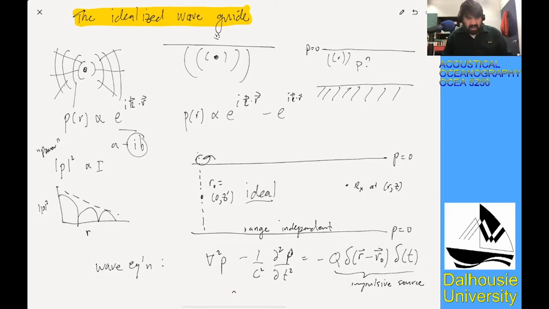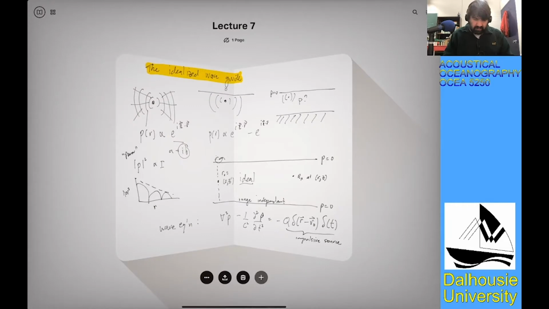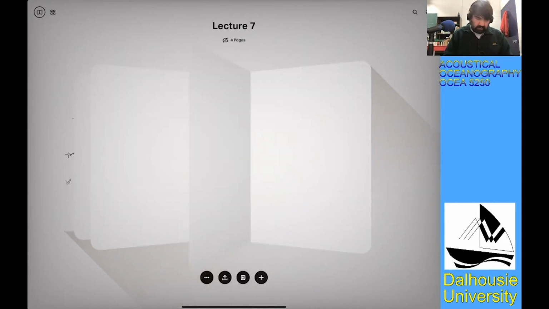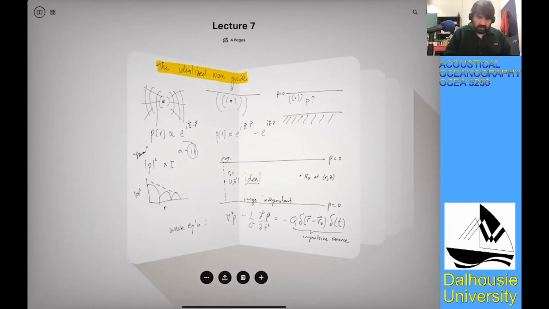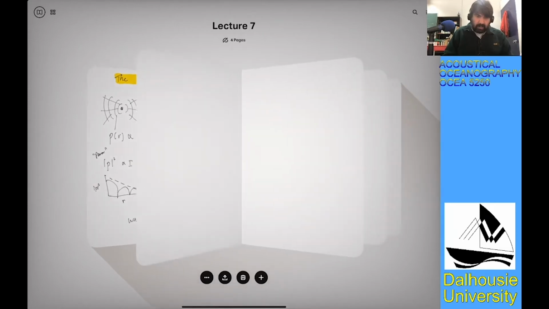Okay, so now I'm going to add a few pages here. So we have our geometry set up. We have our wave equation written down. So what's the first thing we do? Well, we know we want to take care of that derivative. We can take care of the time derivative and go to the Helmholtz equation.